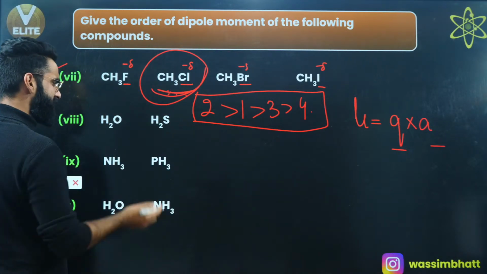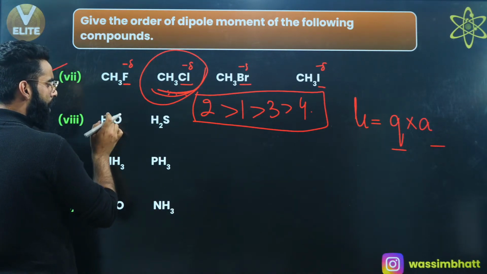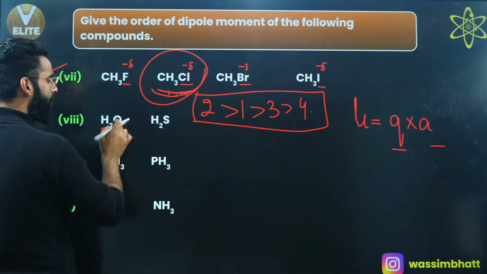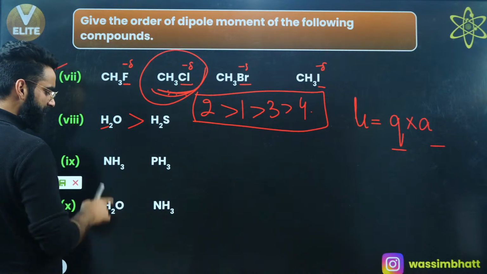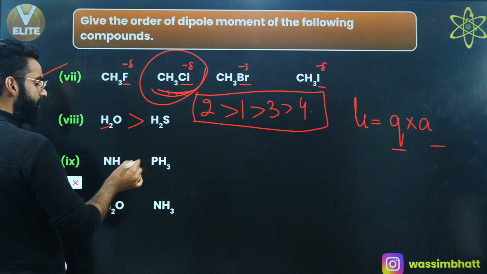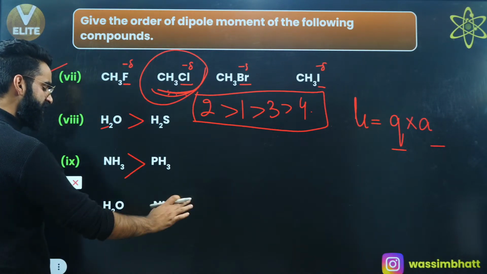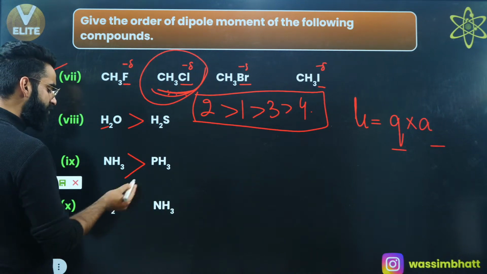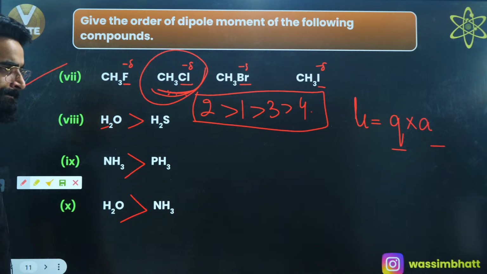H2O and H2S. Now over here you can decide simply on the basis of charge. The bond is between oxygen and hydrogen, and the bond is between sulfur and hydrogen. Oxygen being more electronegative, oxygen will have more charge, so more dipole moment. NH3 and PH3: the bond is between nitrogen and hydrogen, and between phosphorus and hydrogen. Nitrogen being more electronegative, there is more charge on nitrogen. This is the order of dipole moment. Again, OH bond and NH bond: oxygen is more electronegative, so oxygen will have more charge. This is the order of dipole moment. Simple, right?